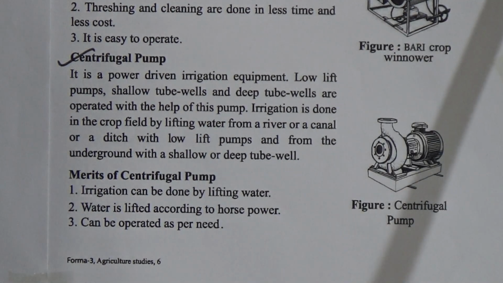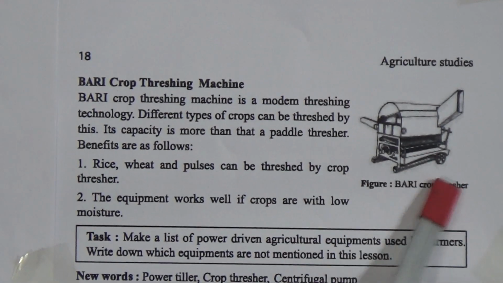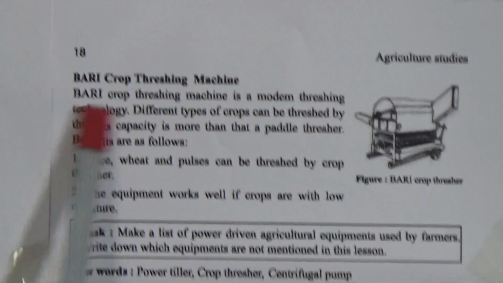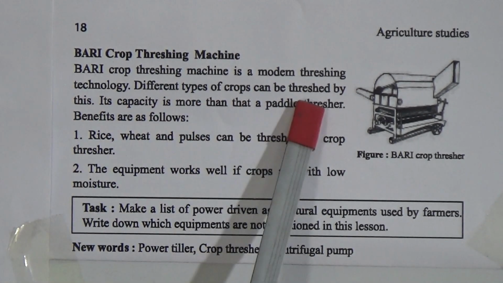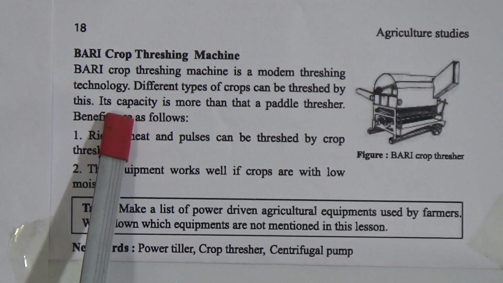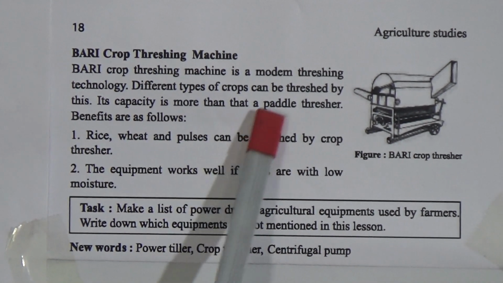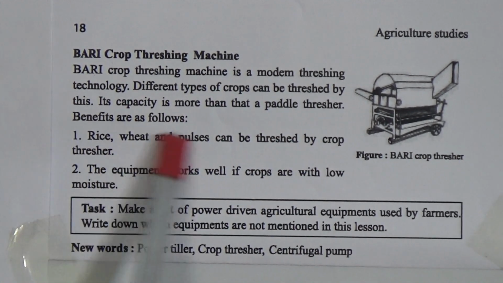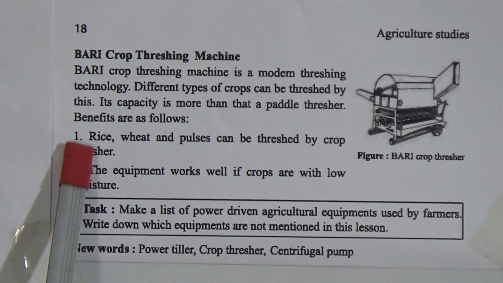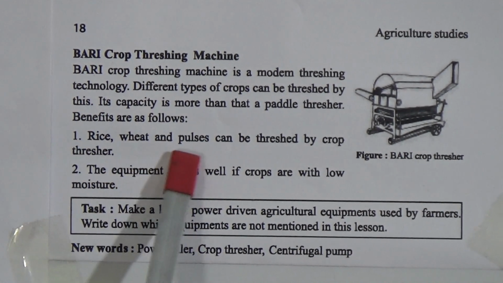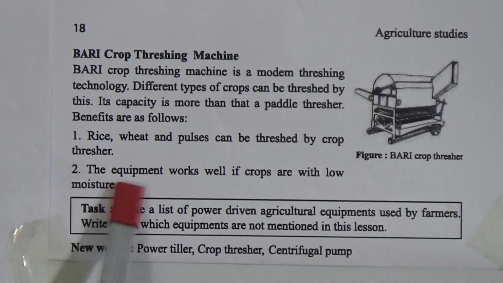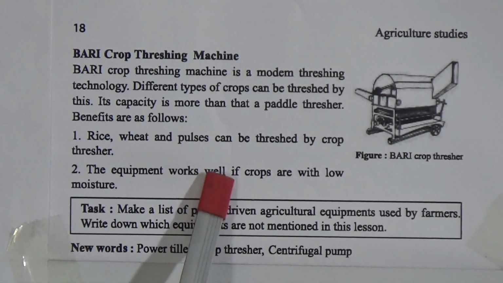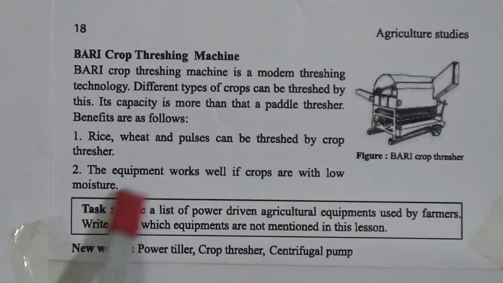And the last one is the Bari crop threshing machine. This is the picture of the Bari crop threshing machine. A Bari crop threshing machine is the modern threshing technology. Different types of crops can be threshed by this. Its capacity is more than that of the paddle thresher. Benefits are as follows. The first one is rice, wheat and pulses can be threshed by the crop thresher. And the last one is the equipment works well if crops are with low moisture.